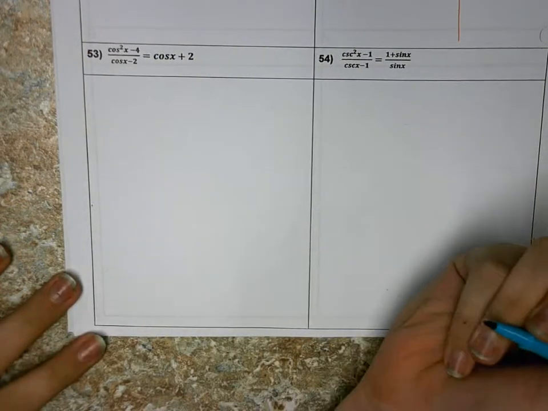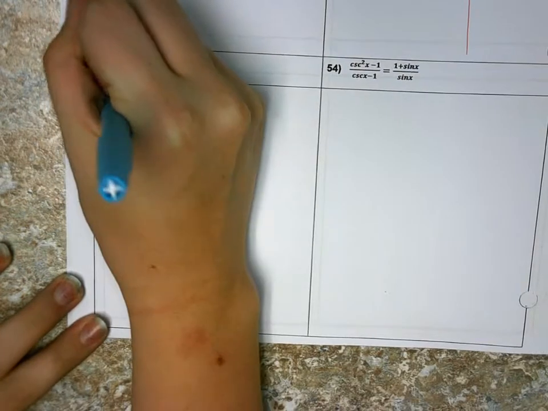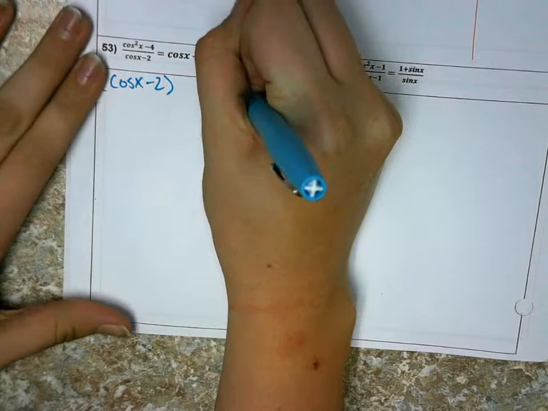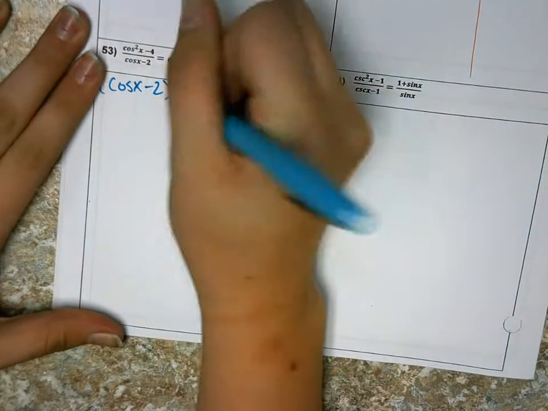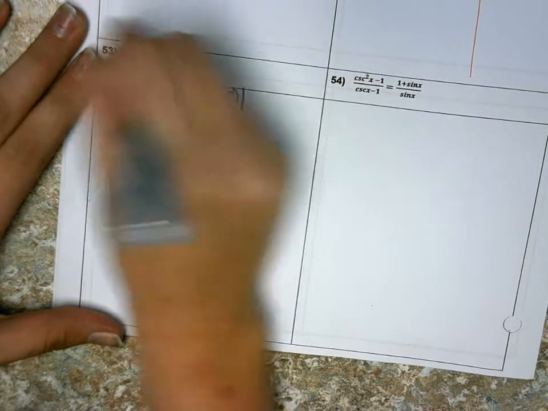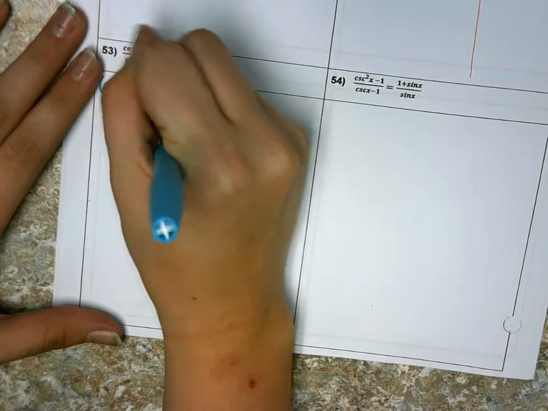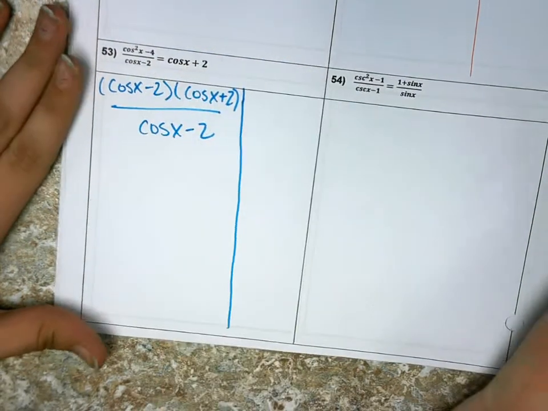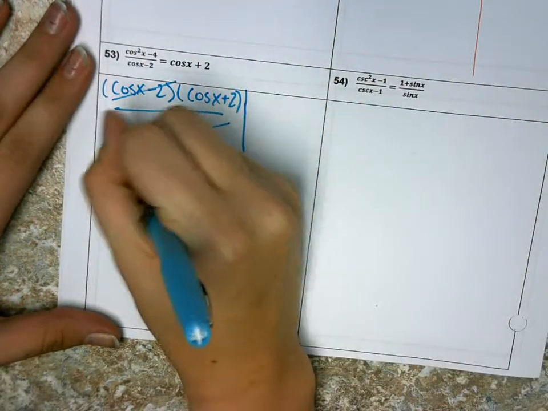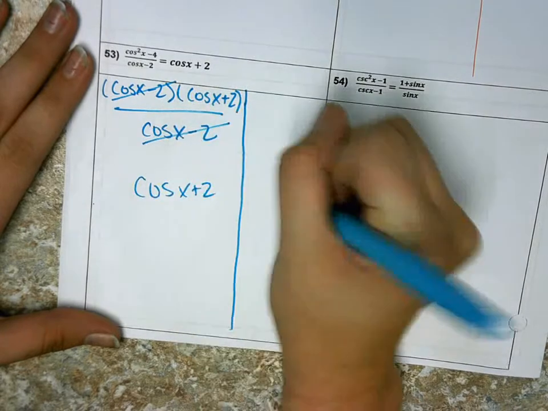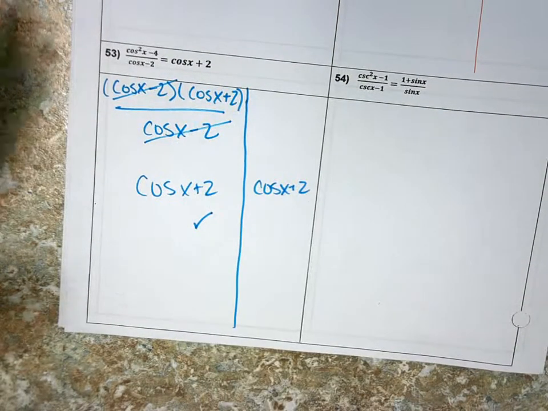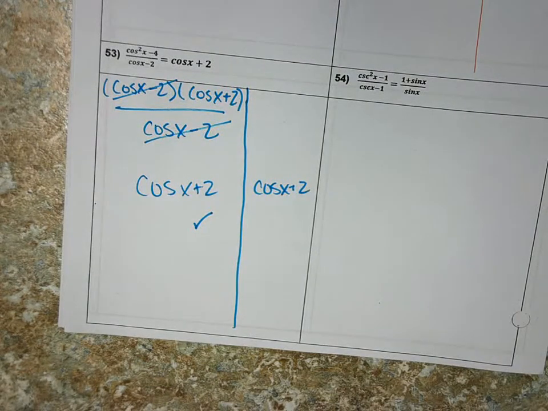Okay, so the first thing that you want to do is you see that the left side is more complicated. And so you do difference of squares for the top. So you have cosine minus 2 in parentheses and then cosine plus 2. In the bottom, you can't factor anything out, so it just stays the same. And then you can see that the cosine minus 2 cancels out. And then you have cosine x plus 2, which is equal to what it should be. And so you can just say that it's good. Okay, that was really fast.